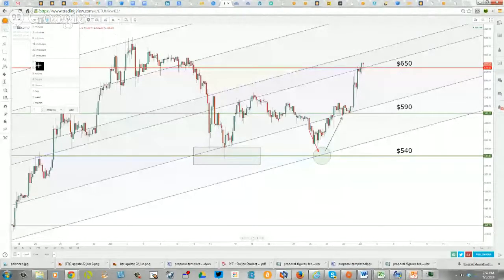hang on a moment, so I'll just bring up my chart again so we can see it. So on a 4-hour chart here, let's go down to a 1-hour chart.